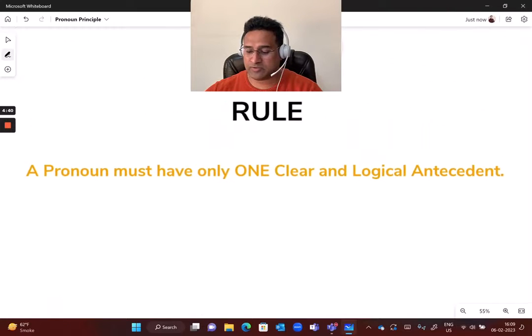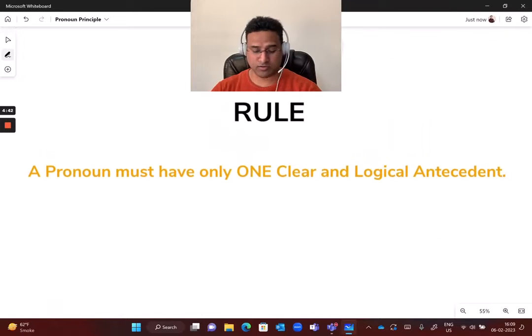Now, when it comes to the use of pronouns, there is only one principal rule. And that is, a pronoun must have only one clear and logical antecedent. I'm sure you must have seen questions in which the pronoun refers to the immediately preceding noun. Sometimes it refers to the subject of the preceding clause. And then sometimes it refers to a noun that appears much later in the sentence.